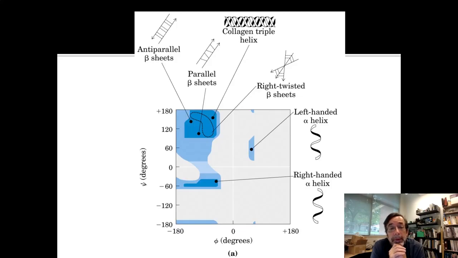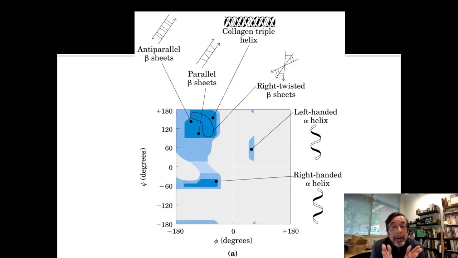So be able to read a graph like this and notice what it says. Alpha helix has different phi-psi angles than a beta sheet does. Anti-parallel and parallel beta sheets are right next to each other, so you can see that those have very similar angles. And it doesn't really matter if they're right twisted, parallel, or anti-parallel. They're all in the same area.